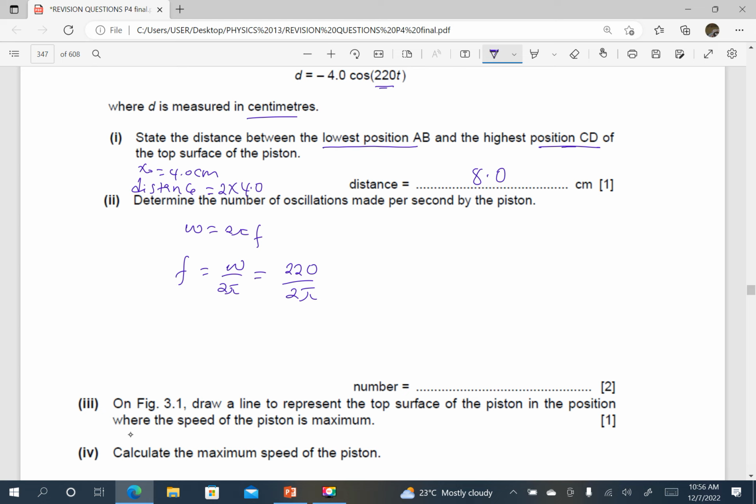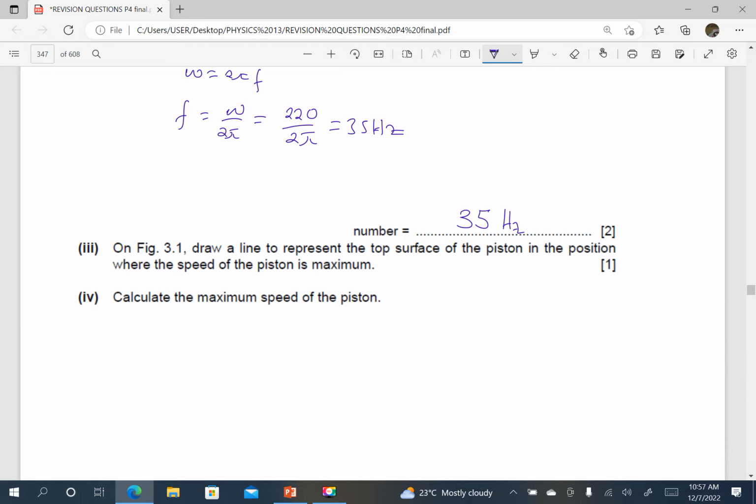So from my calculator, this is 35 hertz. So the number of oscillations per second is 35, or the frequency is 35 hertz, or 35 per second.